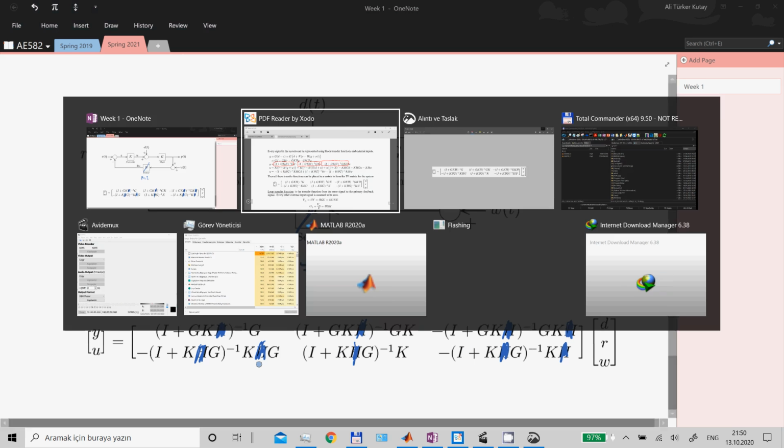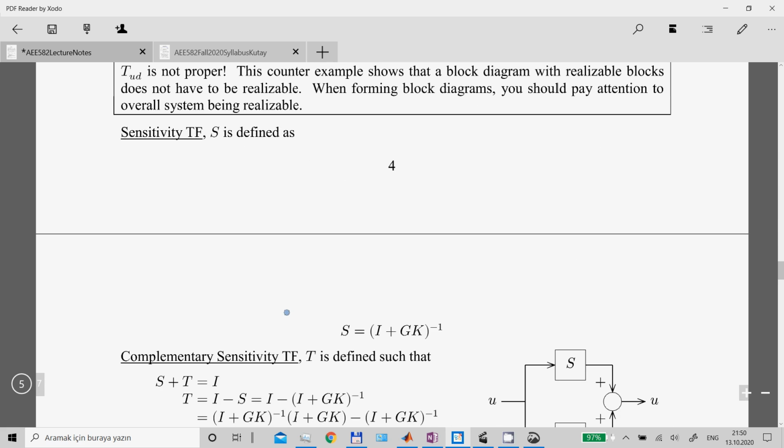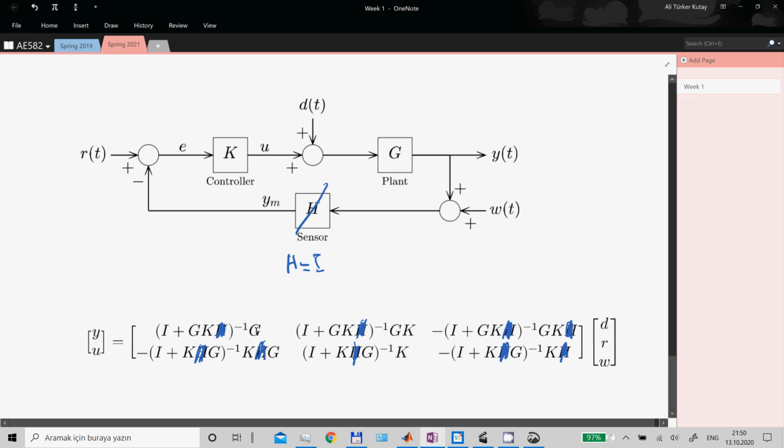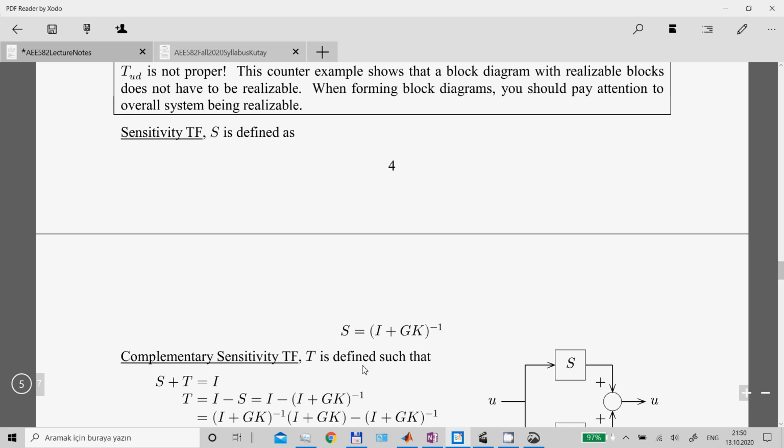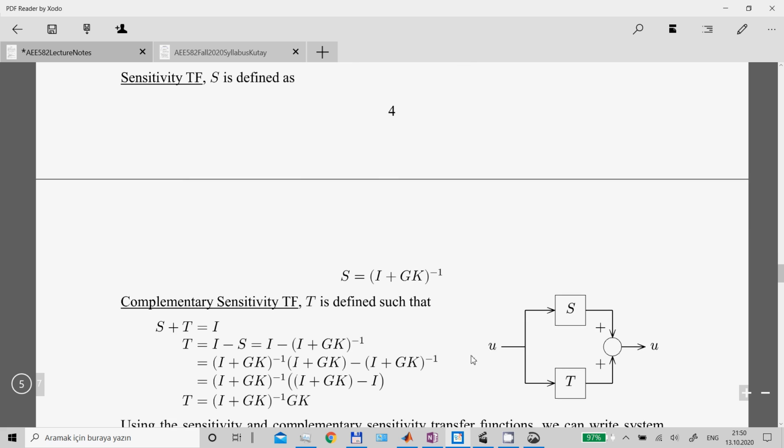Now let's see how the sensitivity transfer function is defined. It is defined as this transfer function, (I plus GK) inverse. As you see, (I plus GK) inverse appears here in several places. This is the sensitivity transfer function, and there's also a complementary sensitivity transfer function, such that these two complement each other. That means when you take a signal U and pass it through S, you get something. When you pass the same input through T as well, you get something else. And when you add them together, you get the same signal that you input to these two blocks. So this transfer function sum should be the identity matrix.